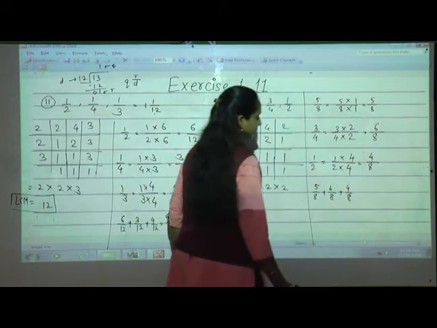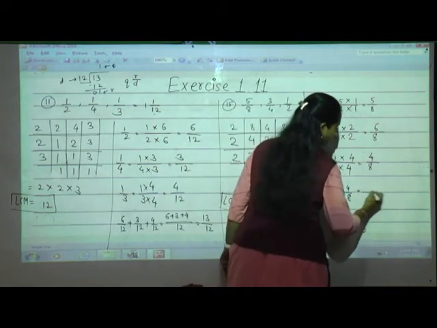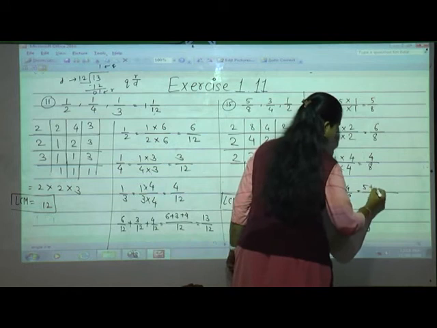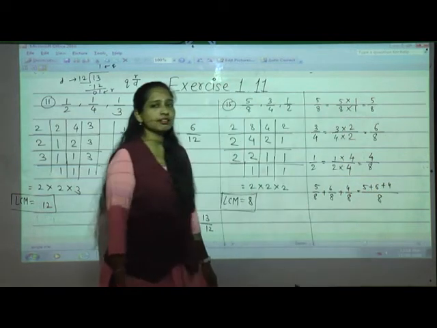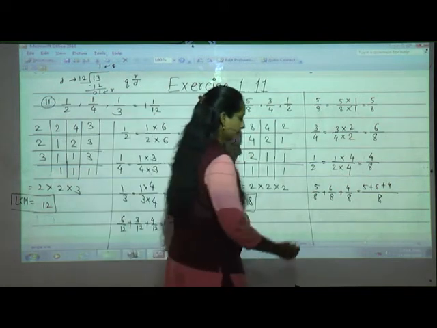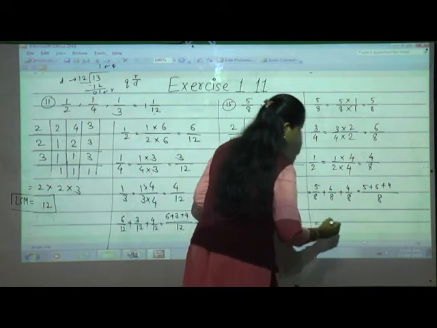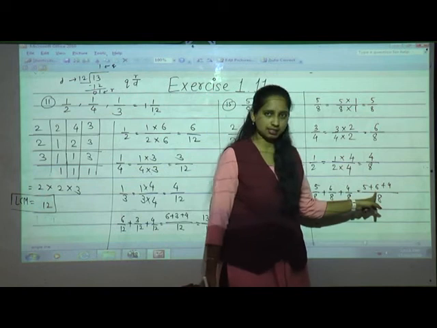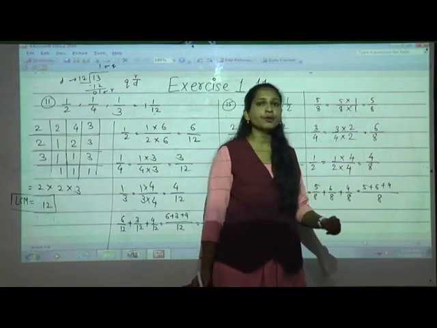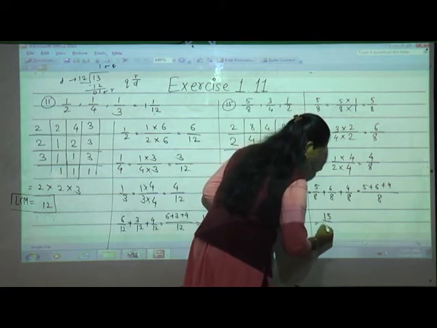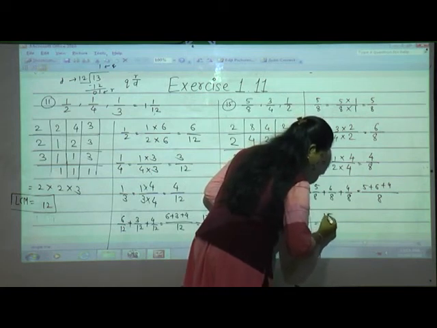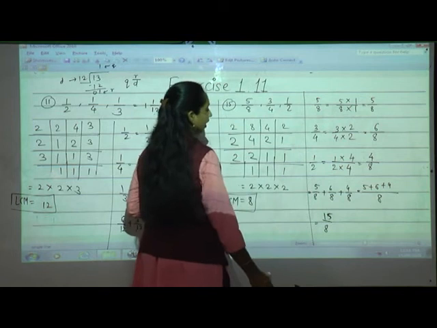Now write together 5 plus 6 plus 4 upon common denominator, which remains same, 8. Now do the addition. 5 plus 6 is 11. 11 plus 4, yes, 15. 15 upon 8, isn't it? Now we have to divide.